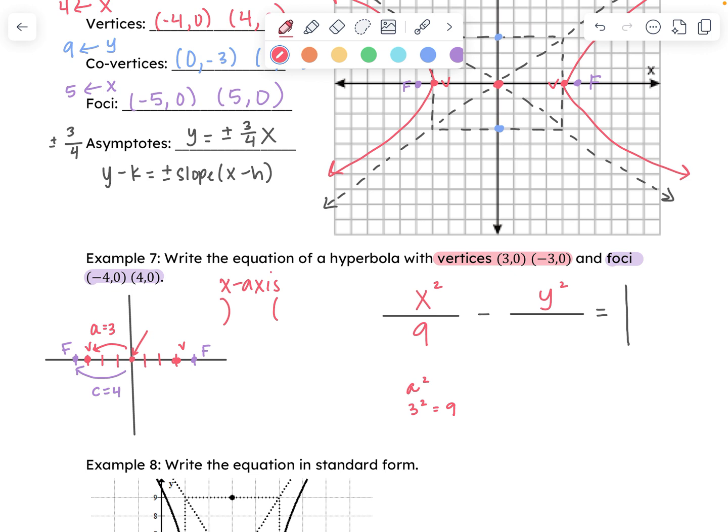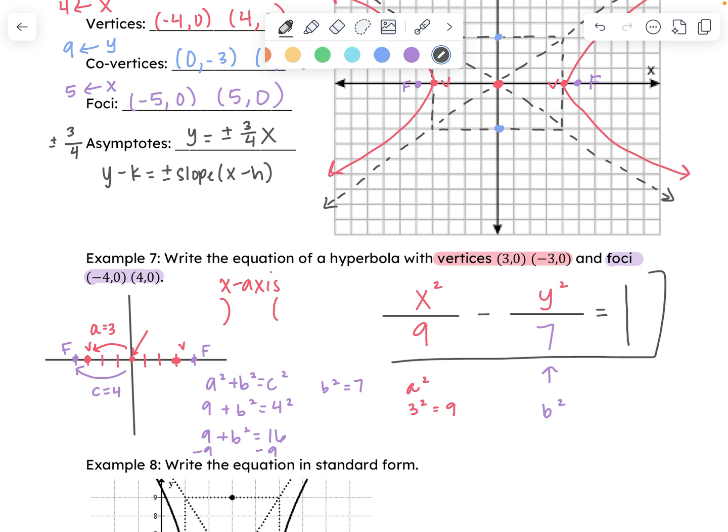and I can use my Pythagorean theorem to figure out what my b was. So a squared plus b squared equals c squared. a squared I already know is 9, plus b squared is going to equal 4 squared. So 9 plus b squared equals 16. Subtract 9 from both sides, so b squared is going to equal 7. And remember, underneath our y squared is b squared. So I don't even need to figure out what that square root is. I'm just going to put the 7 and call it a day. Don't do the extra work like we did last time. Save ourselves some time. And there's my equation. That's it. We're done with that one.